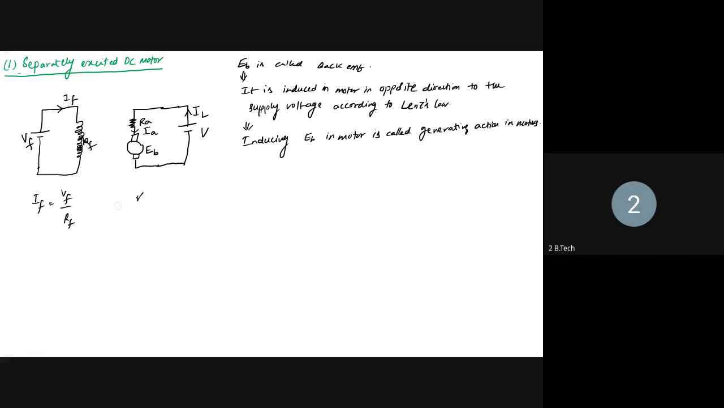And if you see the equations here, the supply voltage V is equivalent to EB plus IA RA. So the current flow will be in this direction. This voltage plus this voltage is the supply voltage. So V is equivalent to EB plus IA RA. This is the circuit and the equation for the separately excited connection.